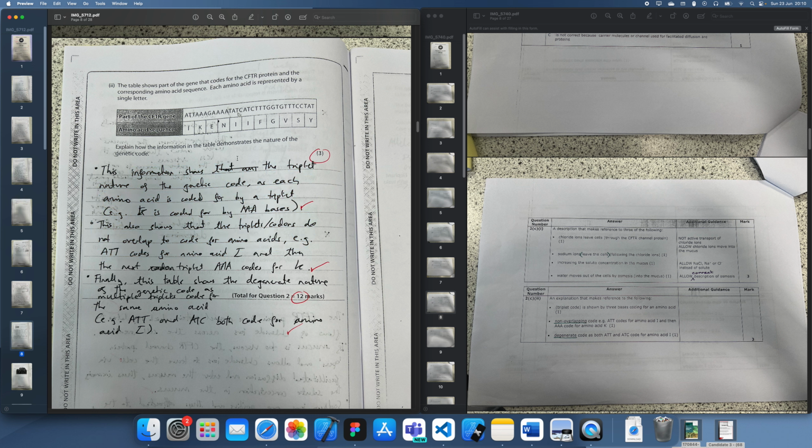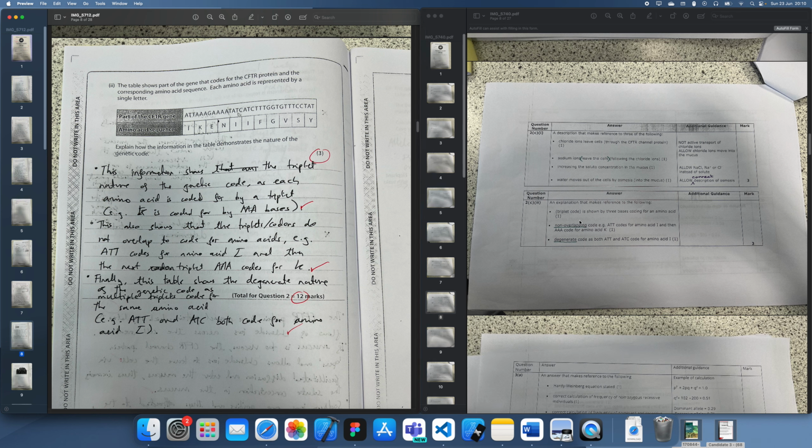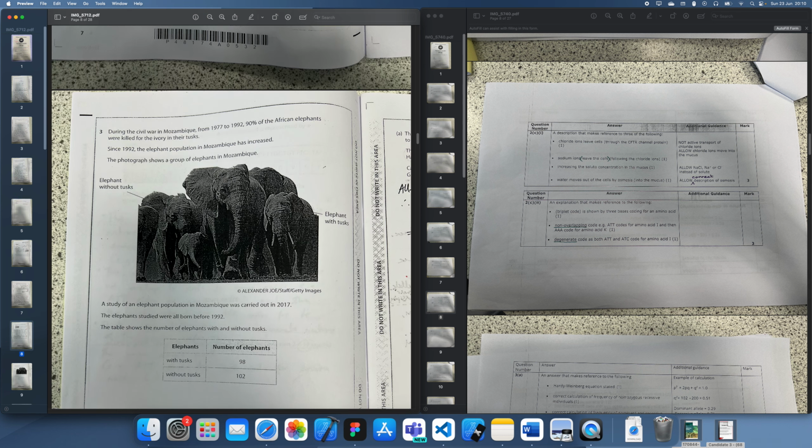Three things you really need to talk about with the genetic code are the triplet code, so codons forming triplets, the degenerate nature, and the non-overlapping code. And I was able to just show that in three different bullet points, nice and easy. Also notice how they've underlined certain words, so they're actually making the mark scheme harder, but luckily I was able to capitalize on that.